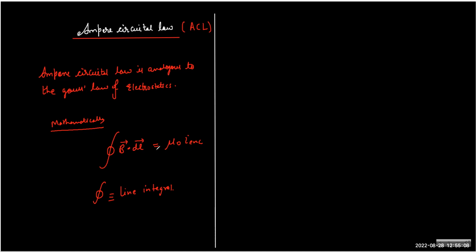Now similar to electrostatics, what does E represent? If you remember, E represents the resultant electric field at that point of space. Similarly, in the Ampere circuit law, the B represents the resultant magnetic field induction at the point. So B is called resultant magnetic field induction. Okay.